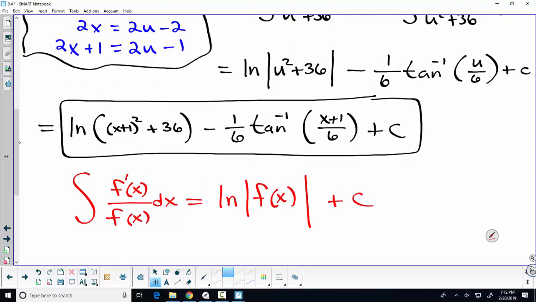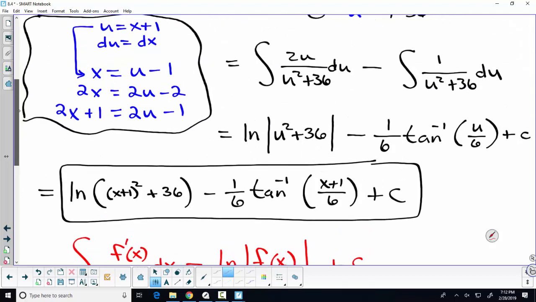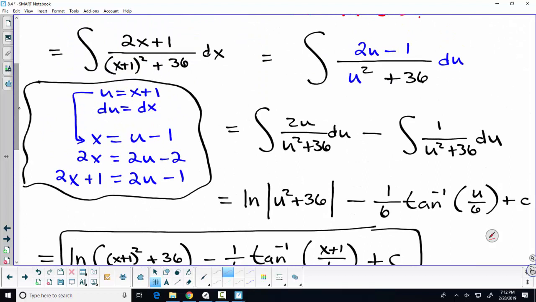Functions, and its derivative on top. Because in those situations, it's always going to be u equals the bottom, and then you end up with 1 over u. Integrating 1 over u gives you the natural log.